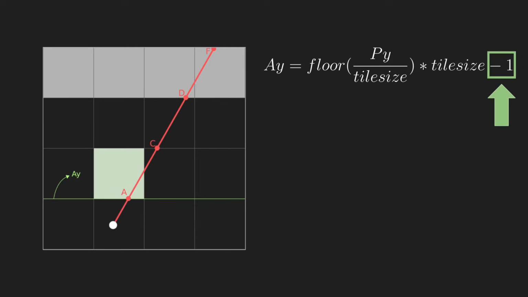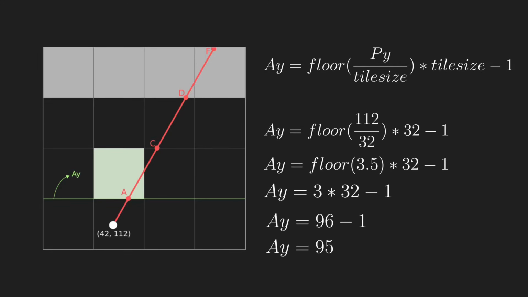To fix this, we can simply subtract 1 over there. This would go up a little bit and point A would be checking the tile above. Why minus 1? Because the y-axis increases upwards. Always remember that. For example, let's suppose the player has a position of 42 and 112. Doing the calculations, AY would be 95.